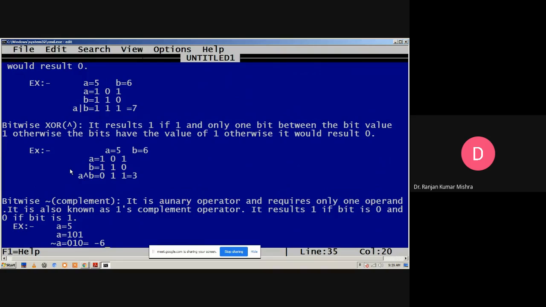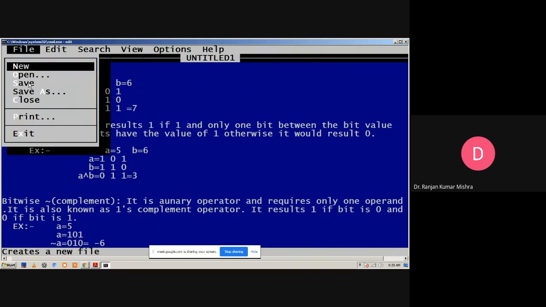Okay, so here we discussed the different types of operators and their working process. We discussed bitwise not, bitwise and, bitwise or, and exclusive or. Okay, now we go for the practicals.